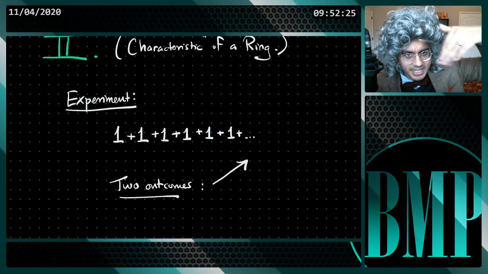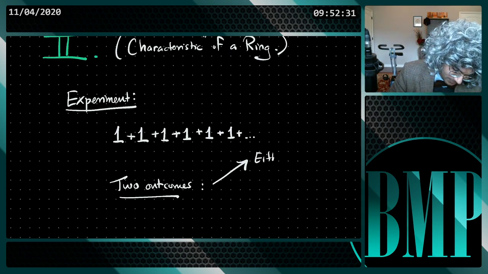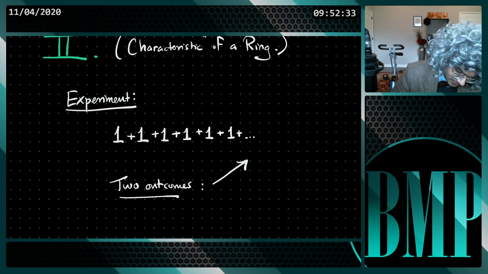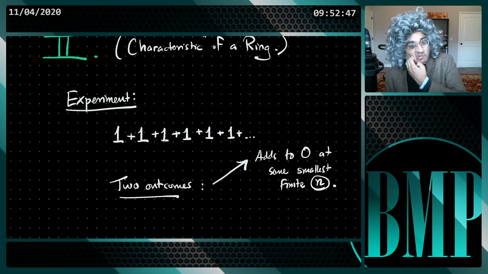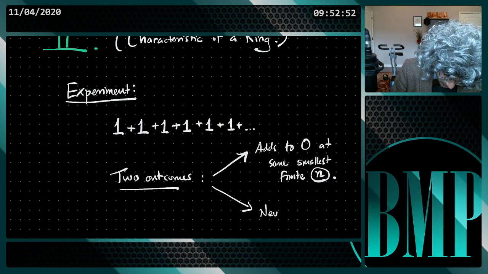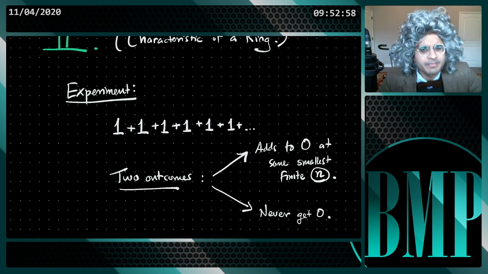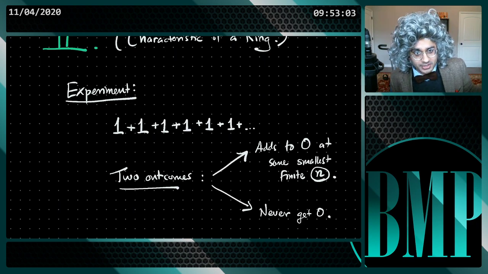Either at a finite stage, you get to 0, it adds to 0 at some smallest finite number n, or you never hit 0. Okay, there are two. Those are the two situations.